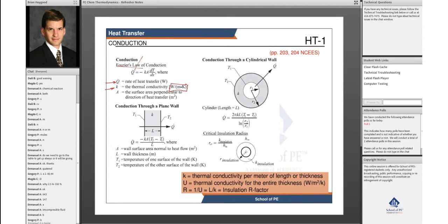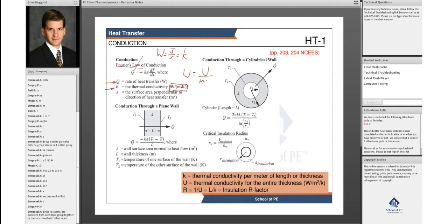Thermal conductivity's units will tell you exactly what else goes in the equation. So the rate of heat transfer, that's watts, or how many joules per second are being transferred. And thermal conductivity, K, is in units of watt per meter degree Kelvin. So what do we need to get watt per meter degree Kelvin turned into watts? Well, we need to multiply by meters and we need to multiply by kelvins.